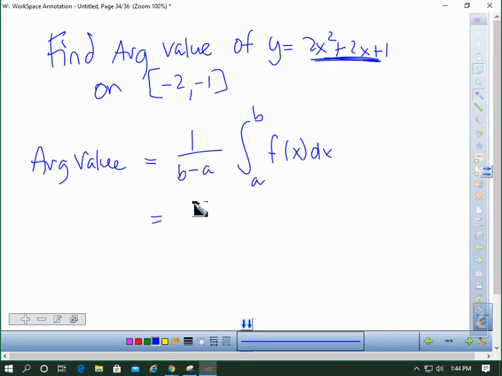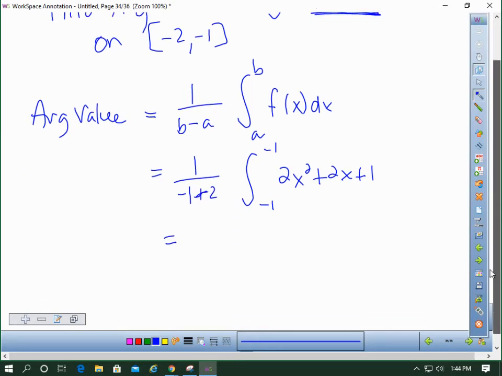So our answer is 1 over b minus a, so -1 minus -2, which is going to make that a plus. And then the integral from -2 to -1 of the function 2x squared plus 2x plus 1. Now this is going to end up being a positive 1 in the bottom, so that's just 1 over 1. So no big deal there. My coefficient's gone, it's just 1. That's an easy one. So now I'm doing the antiderivative of this. Okay?